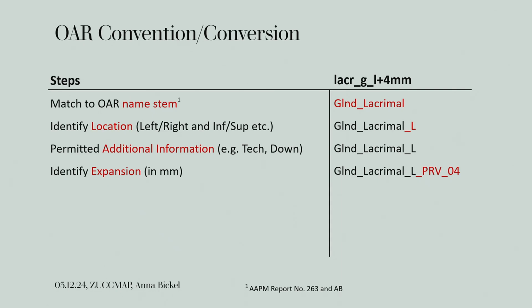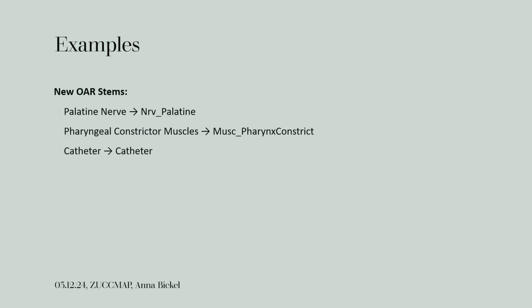So, for example, the locations in the OR convention are shortened to the first letter or the first 3 letters to make the name not infinitely long. And so I think some examples would be good to see what the code can do. So I defined new OR name stems, as I told you. And these were just things that weren't on the list.